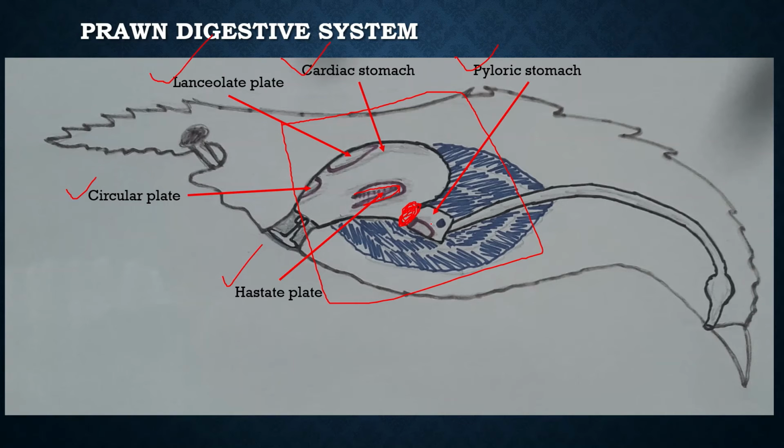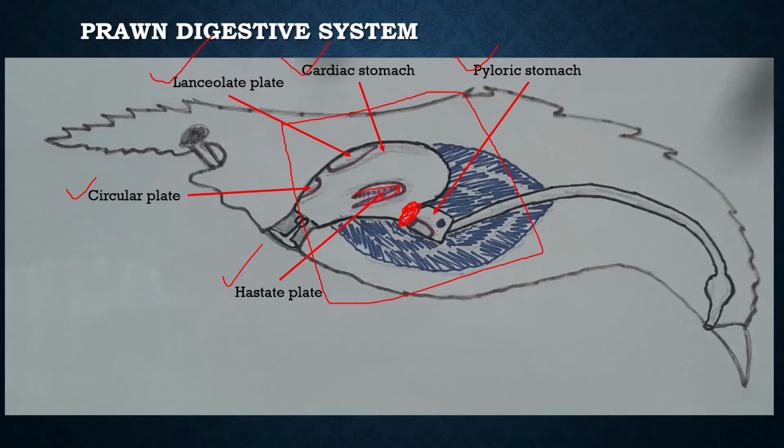This pyloric stomach is a comparatively small and narrow chamber. Internally, the lateral walls of the pyloric stomach are muscular, thick, and folded inwardly. Again, the cavity of the pyloric stomach is divided into 2 parts, one larger part and one smaller part. The larger part, the big part, is called the ventral chamber, and the small part is called the dorsal chamber.